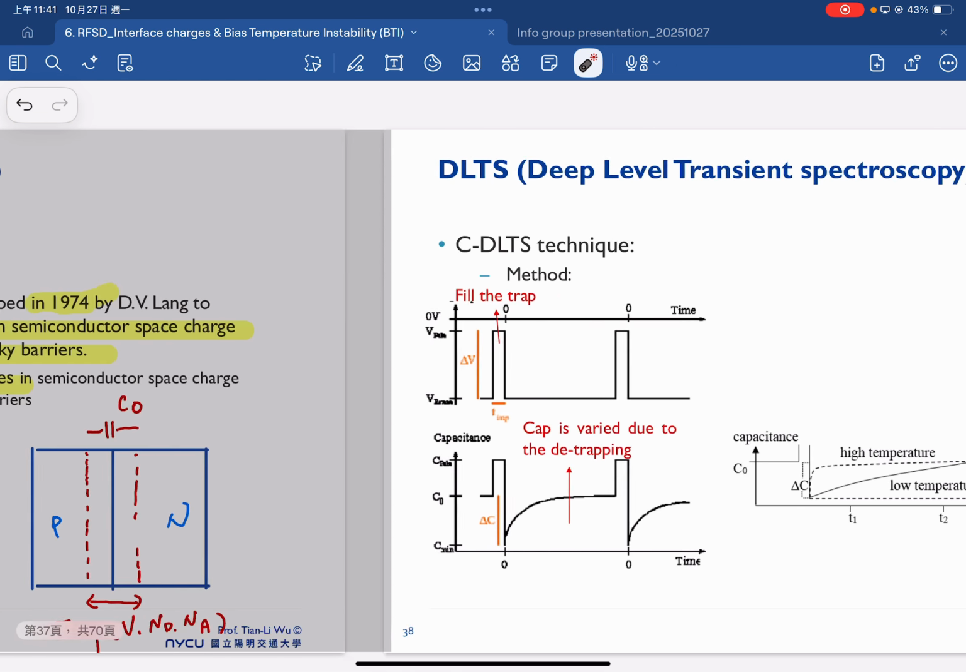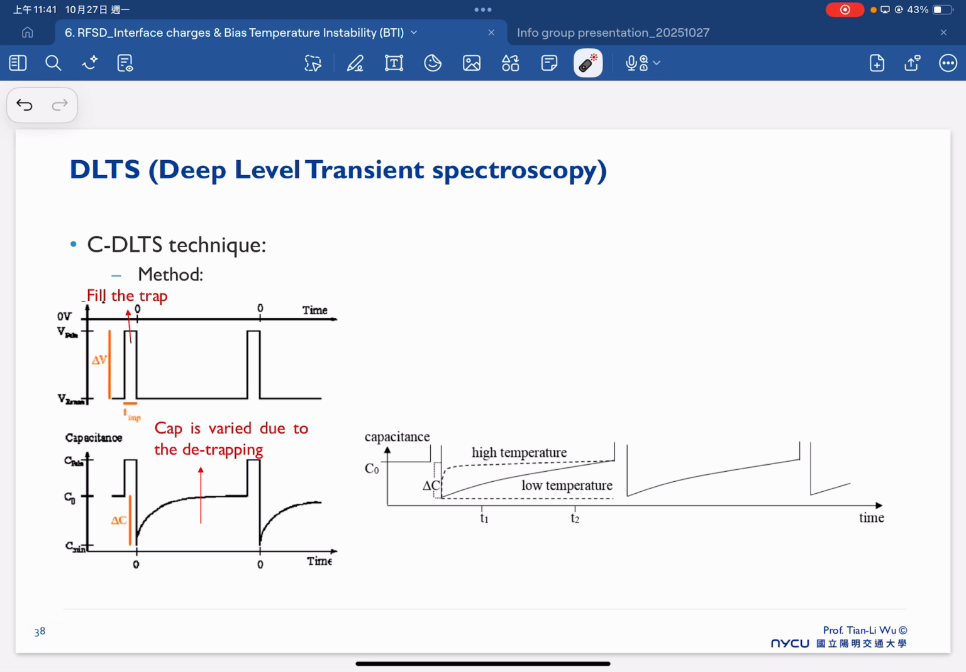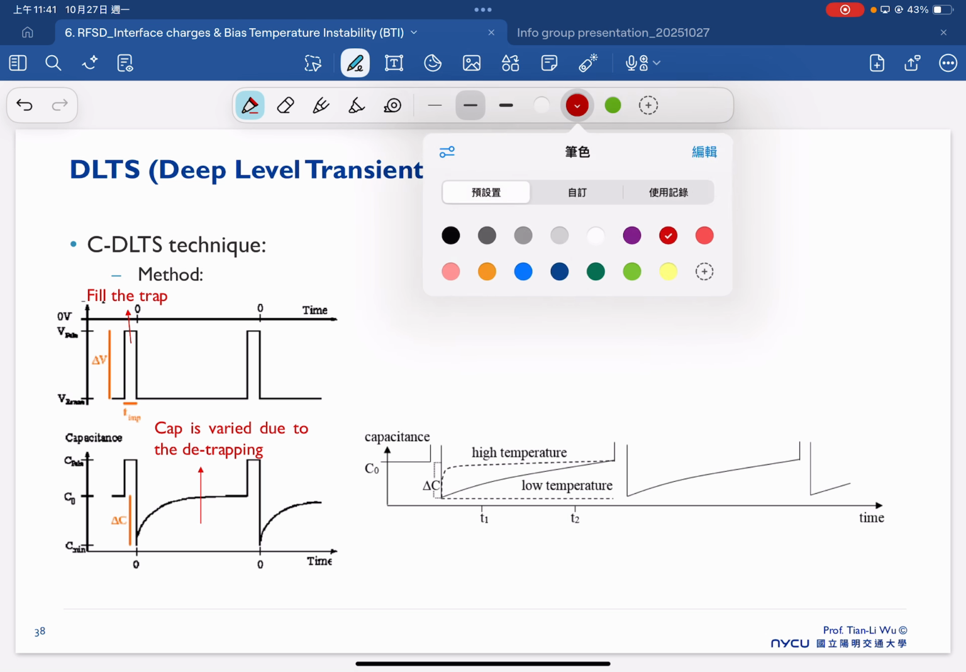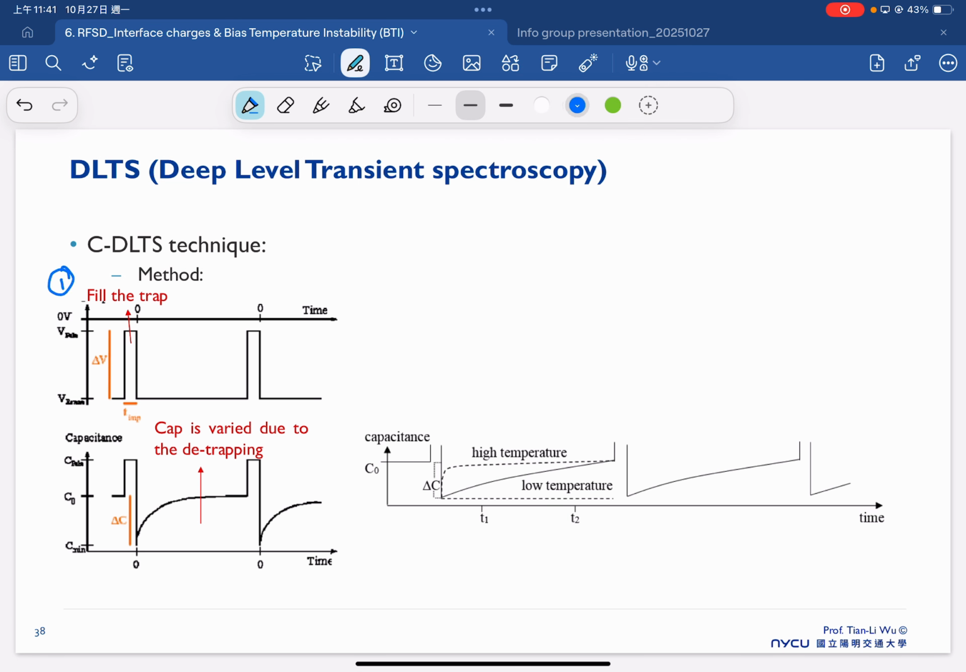And how is this going? We can use this to give a first-level understanding, because if you want to go deeper, you need to spend hundreds of hours. But in this slide, it's enough to give a brief understanding. So what we are doing here, first, is we fill the traps. We give a certain bias here, to try to fill the traps.